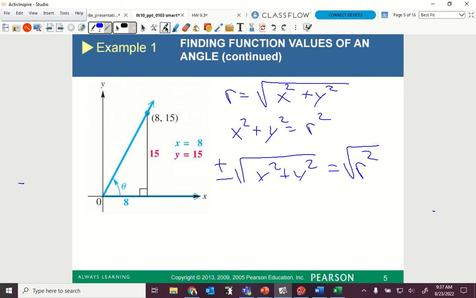Anyway, so this one is always going to be positive. The radius is always positive. So let's try it again. Okay, you guys repeat after me. The radius is always positive. The radius is always positive. Because I cannot have a negative radius. It's a distance. I cannot have a negative distance here.